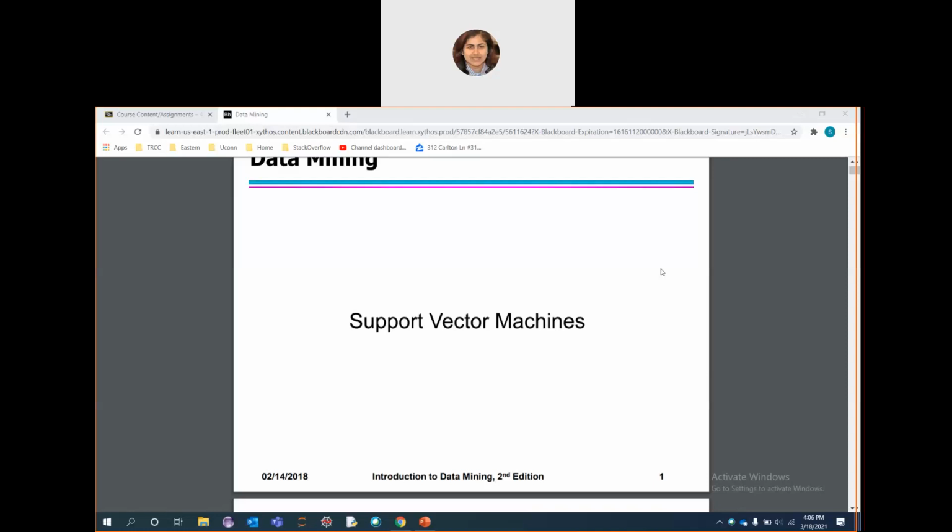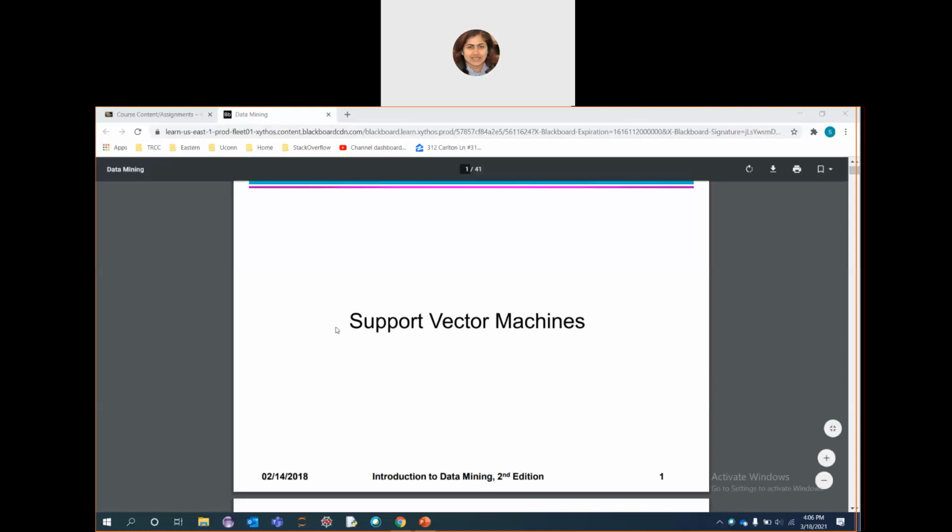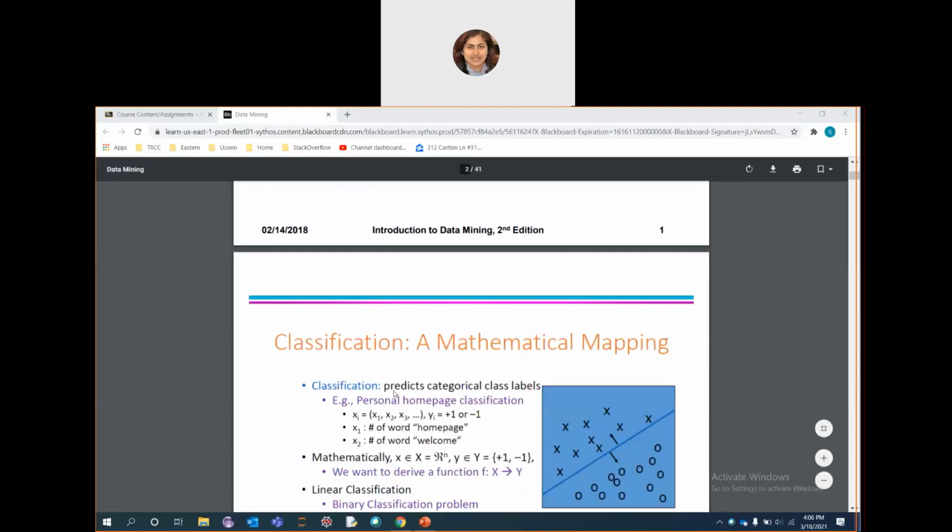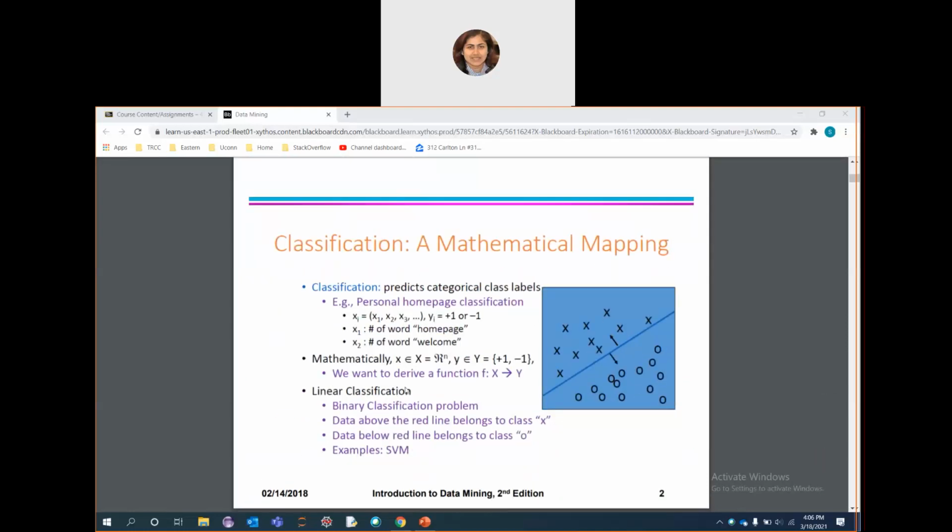So SVM can be used for regression problems and classification problems as well. I have also given some examples in the last chapters of what regression is about. But mostly the support vector machine is widely used for the classification objective. So what is the support vector machine actually? Let's see the second slide.